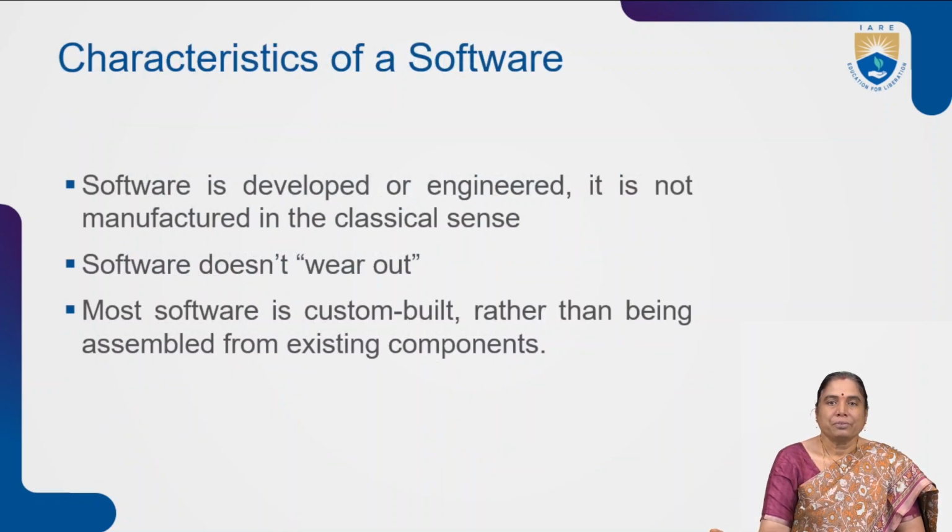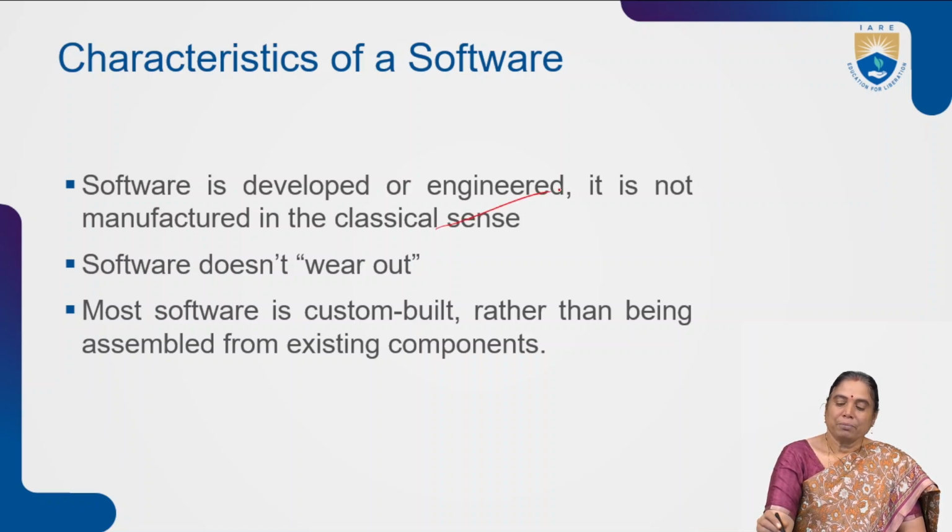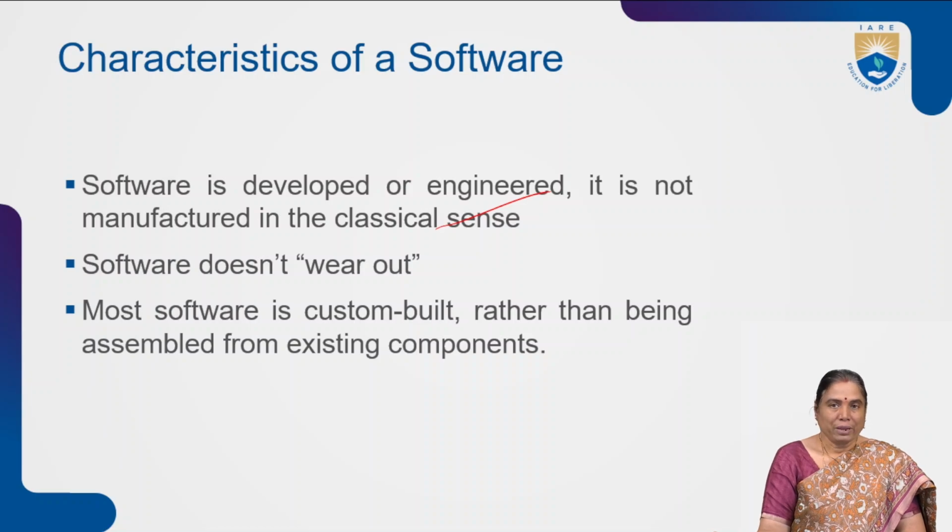The characteristics of software: when compared to hardware, software is developed or engineered, but hardware must be manufactured in the classical sense. Software does not wear out with continual use. Software is custom built according to the user requirements, but hardware is assembled from existing components.